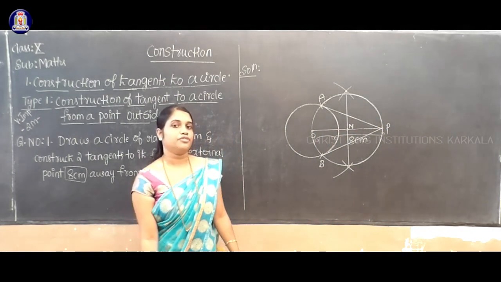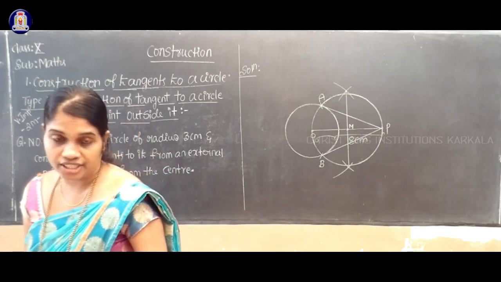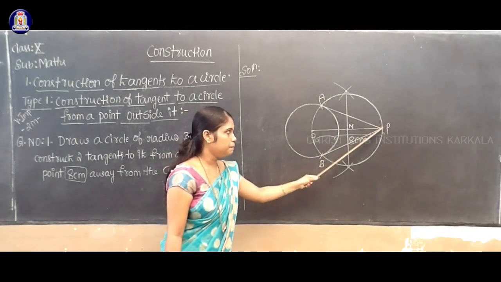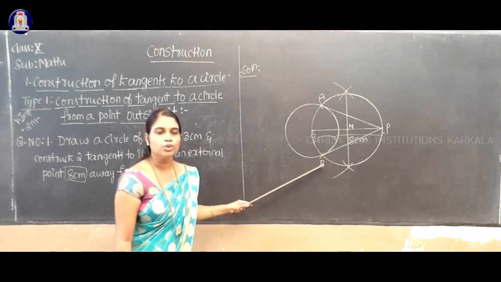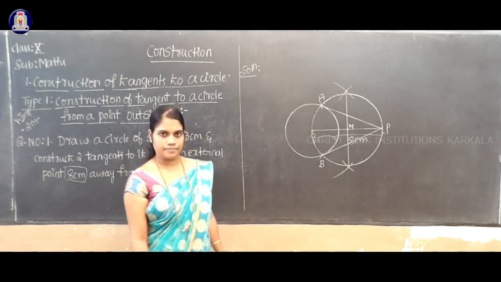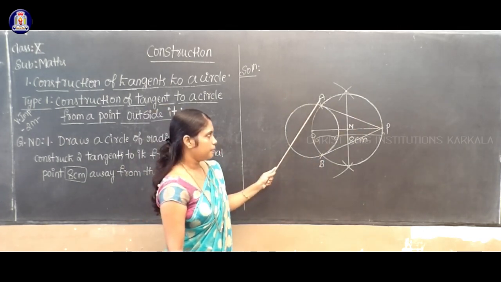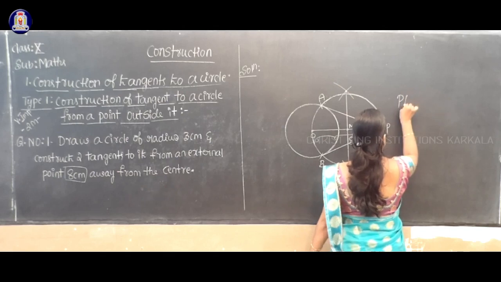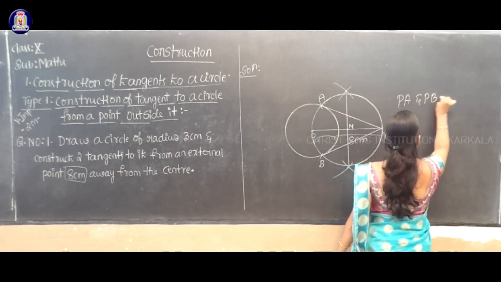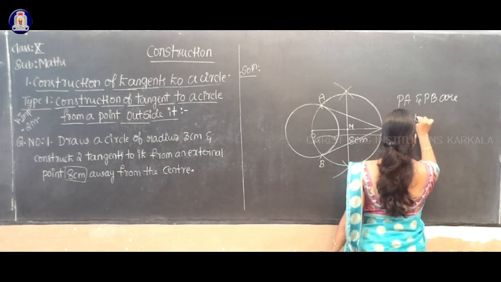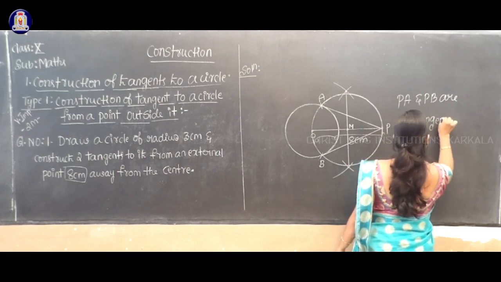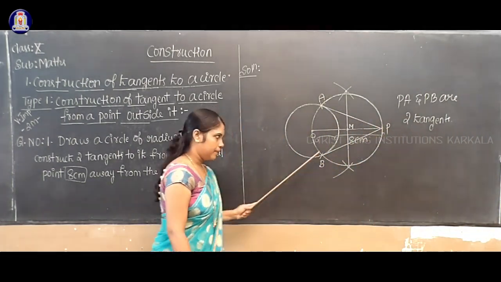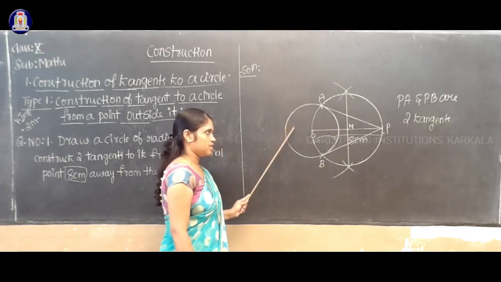So therefore, which are the two required tangents here? See, P is your external point, and PA and PB are the two tangents to this circle. Understood now? So which are the two tangents? PA and PB are the two tangents. This P is one external point.